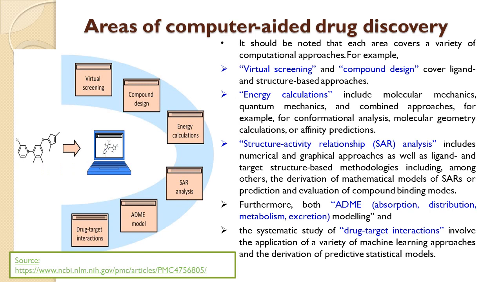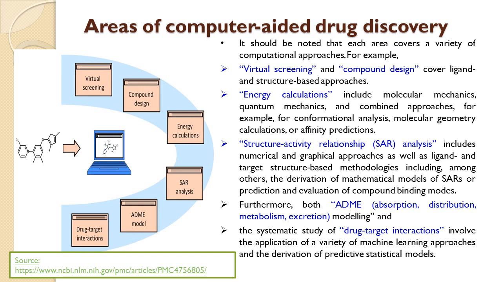There are various areas of computer-aided drug discovery. It should be noted that each area covers a variety of computational approaches. For example, virtual screening and compound design cover ligand and structure-based approaches, whereas energy calculations include molecular mechanics, quantum mechanics, and combined approaches, for example, for conformational analysis, molecular geometry calculations, or affinity predictions.